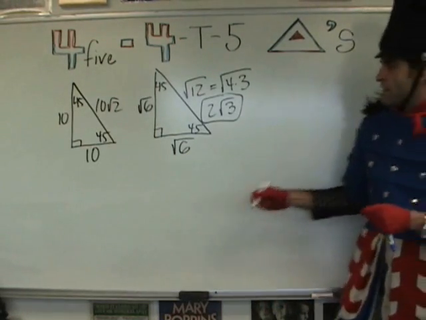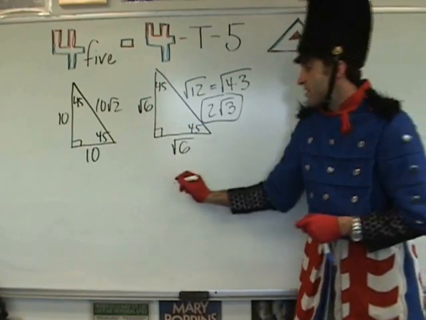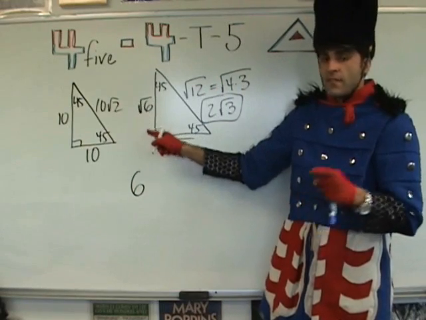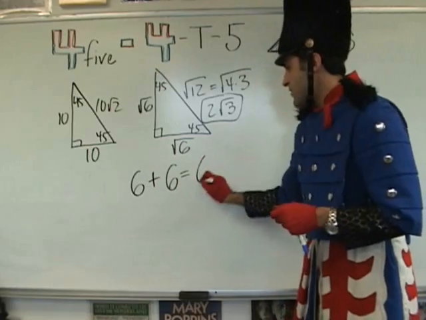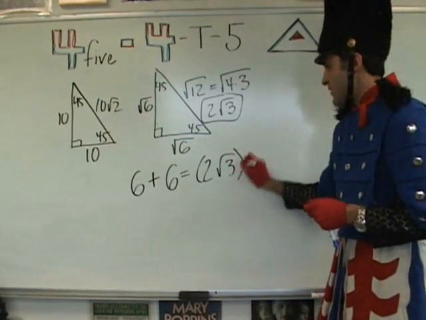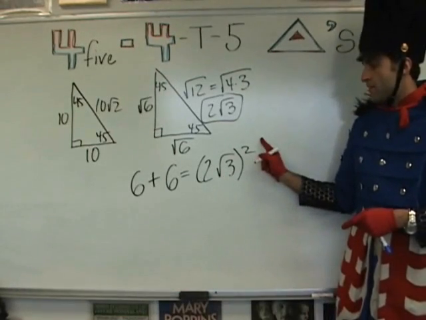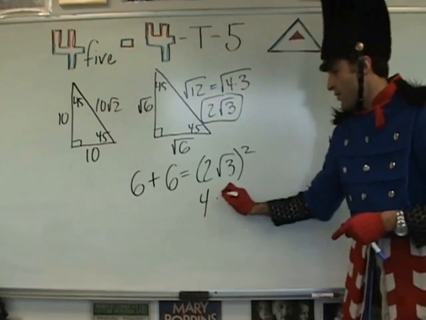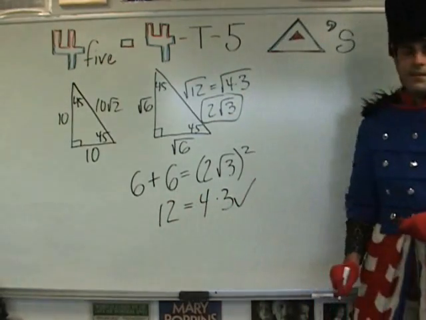Let's do that really quick. A squared would be what? What's square root of 6 squared? 6. What's the rule when you square a square root? Very good. Plus 6 again equals 2 root 3 squared, c squared. That's equal to 2 squared, 4, times square root of 3 squared, 3. So these two are the same. So we're good. Okay, so that's how to check.